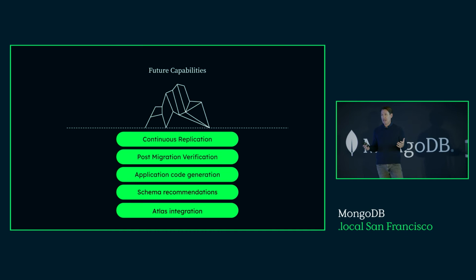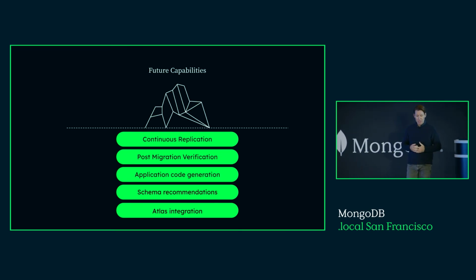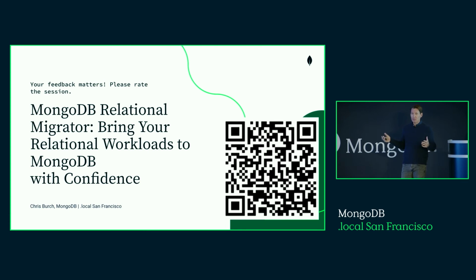And then finally, Atlas integration. Today, it's an install, so it can be run on a server, it can be run in multiple different places, but eventually we'll have this built into Atlas as an integration, as a hosted solution. So that's Relational Migrator. Thank you all very much.